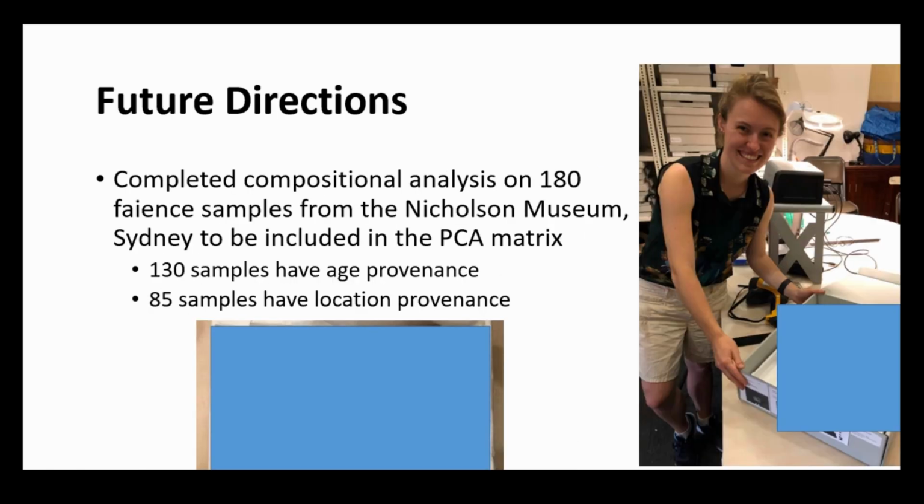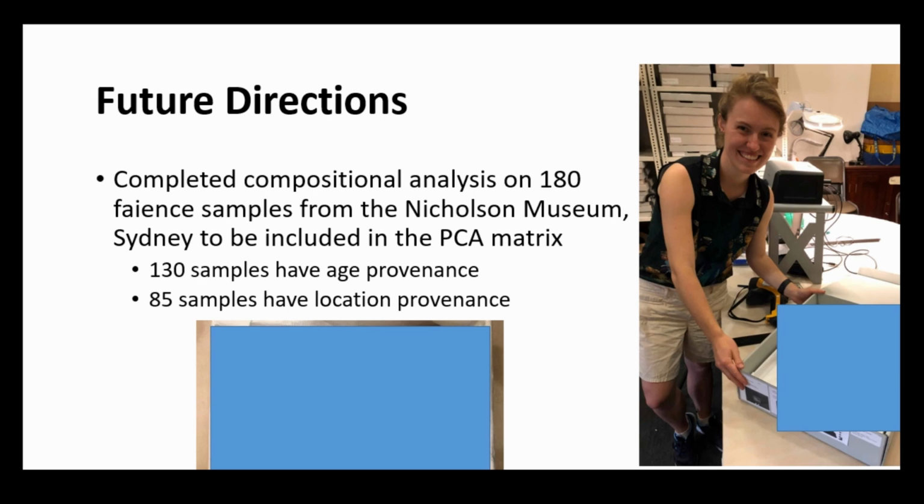So, future directions. I've just got blue boxes there because there are some human remains, and I'll reveal it at the end, but I just wanted to, just in case. So I did finish 180 scans just before I came here from the Nicholson Museum, which is at Sydney University. They have a wonderful collection that has both really well provenanced samples from the Egypt Exploration Society, so we can kind of go, you know, they're probably okay. And 85 samples had location provenance.